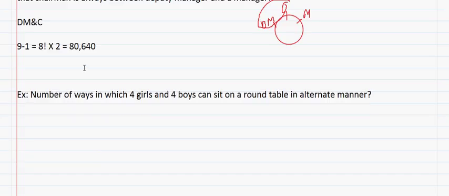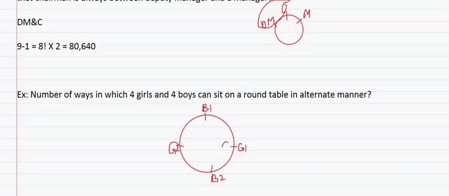The next question says 4 girls and 4 boys are to be seated on a circular table alternatively, which means boy, girl, boy, girl. In how many ways can we do that? Let's firstly look in how many ways can we arrange 2 boys and 2 girls. So there are 4 seats. B1 here, G1, B2 and G2.